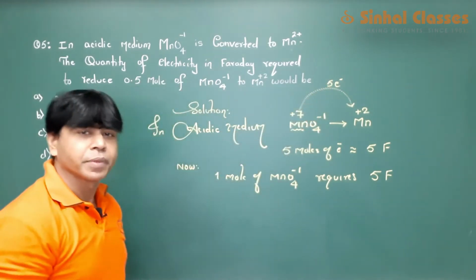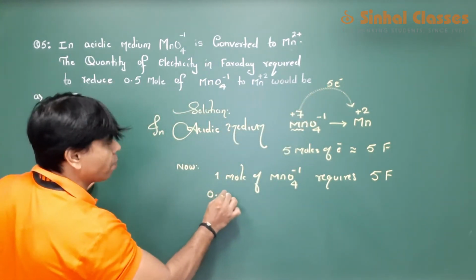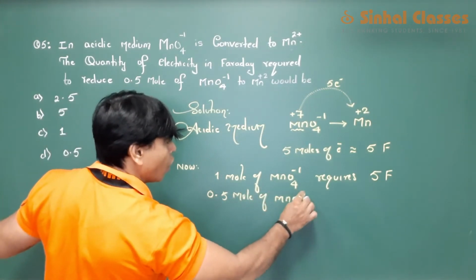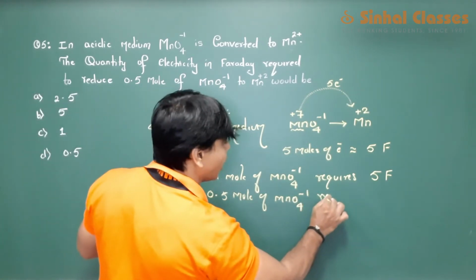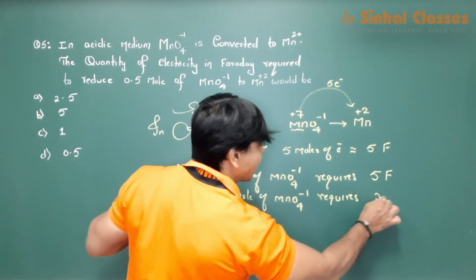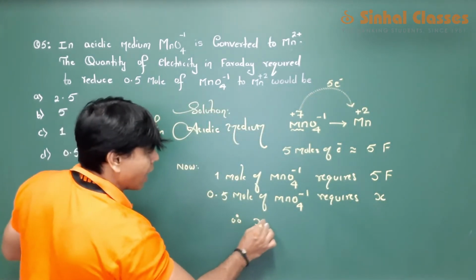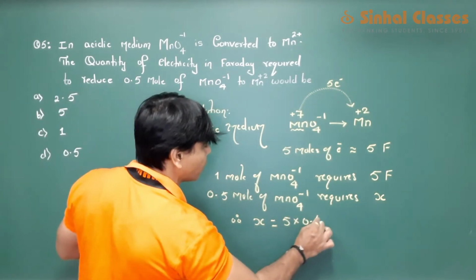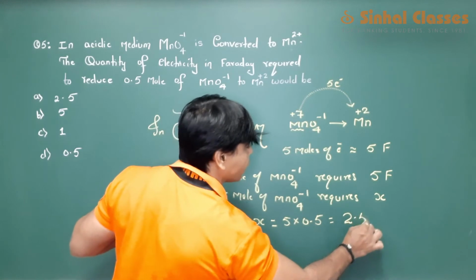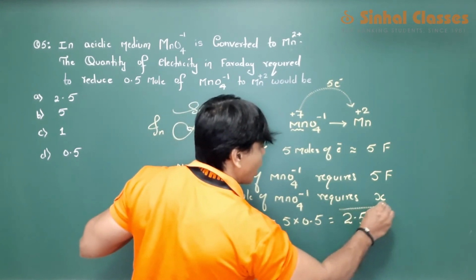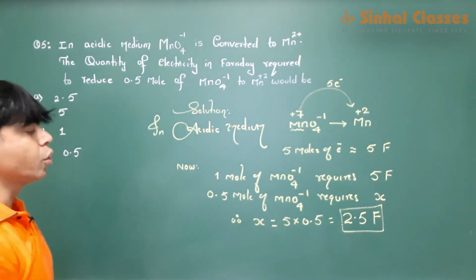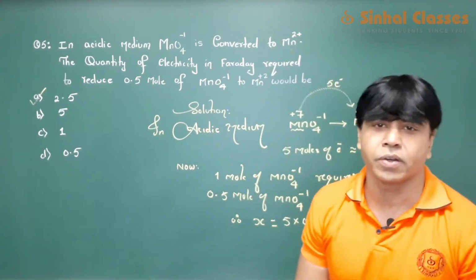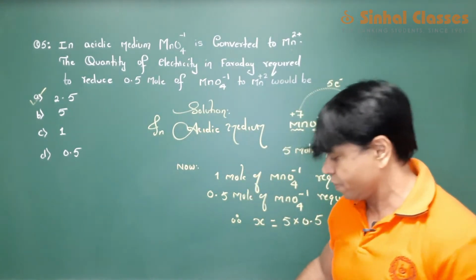5 Faraday. So they are asking you 0.5 moles. 1 mole of MnO4 minus requires 5 Faraday, so 0.5 moles requires X. So therefore X will be 5 into 0.5, that is 2.5 Faraday. So your answer for this question is 2.5 Faraday. Answer is A, which is the correct answer. Okay, we go for the next question now.